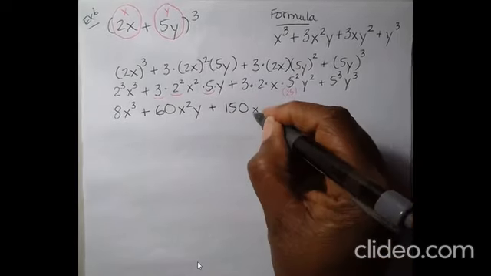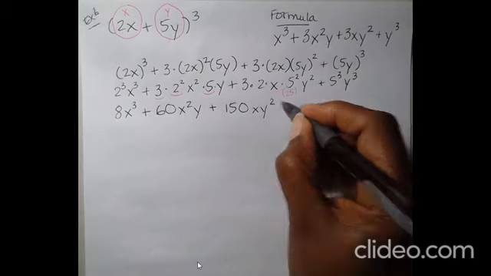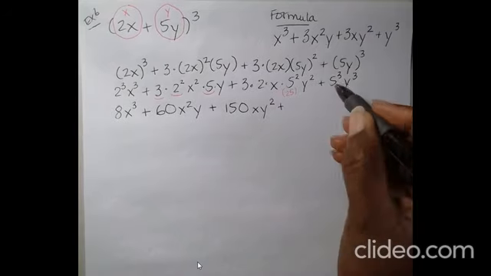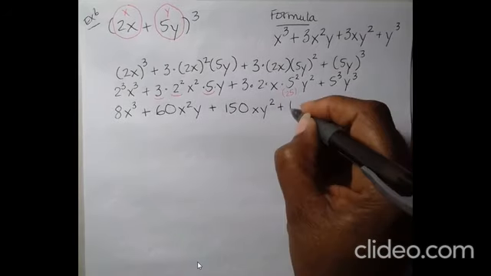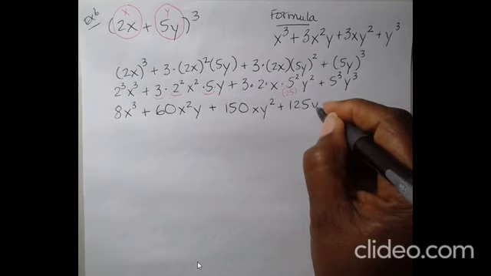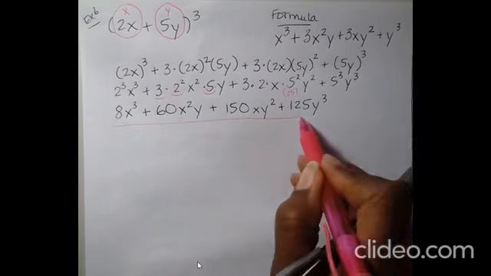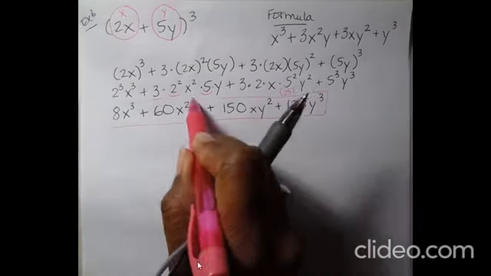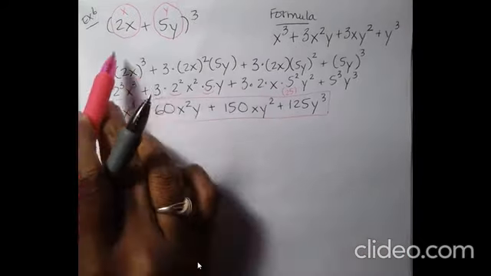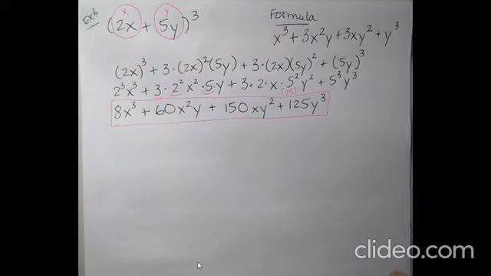We have an x and a y squared plus 5 to the third power is 125, and we've got y cubed. We used our formula here, and we were able to expand 2x plus 5y to the third power. You could have done it the other way, like I said.